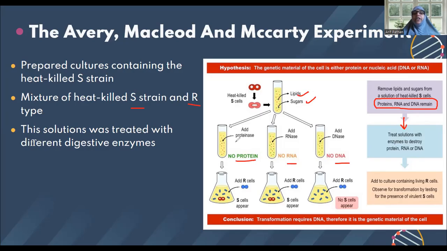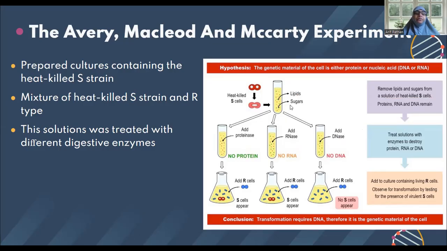For that, they used enzymes. To check protein, they added proteinase, which breaks the protein. For RNA, they added RNase, which breaks the RNA. To check for DNA, they added DNase, which breaks the DNA molecule. So these solutions were treated with different digestive enzymes.